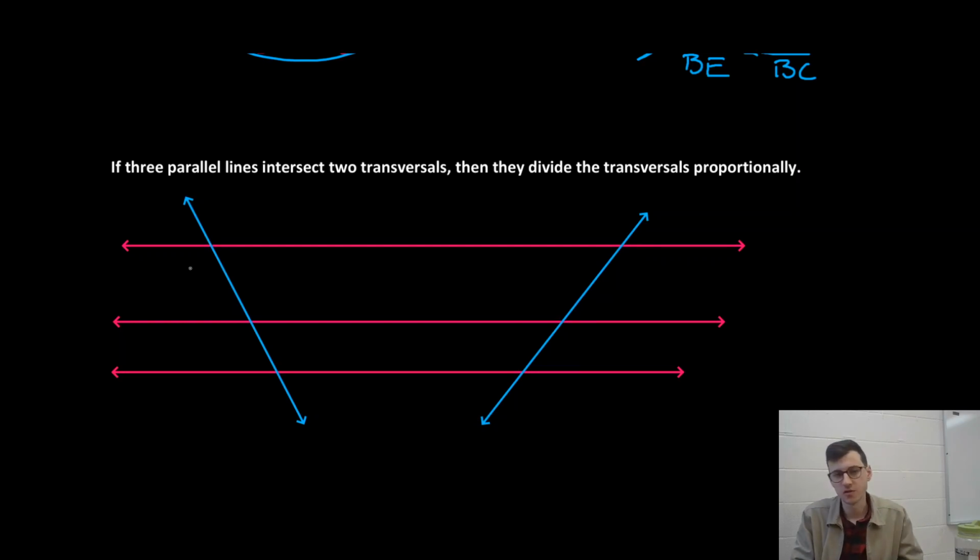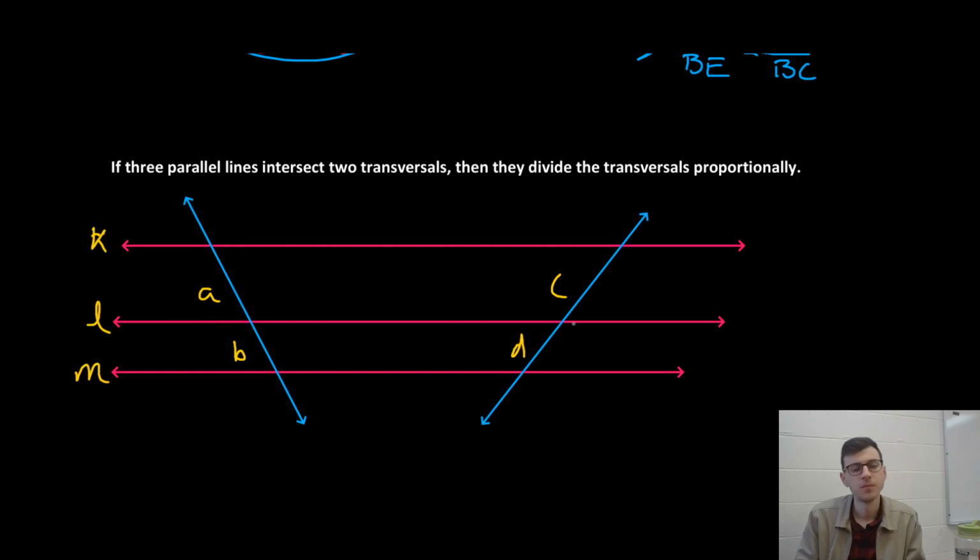So I'll use letters this time. I'm gonna call this segment A, this one B, this one C, this one D. This can be line, I don't know, K, L, and M. So if K is parallel to L is parallel to M, and those are supposed to be cursive, but you get it.